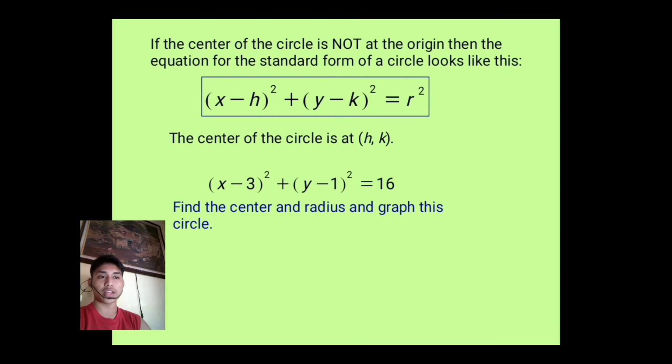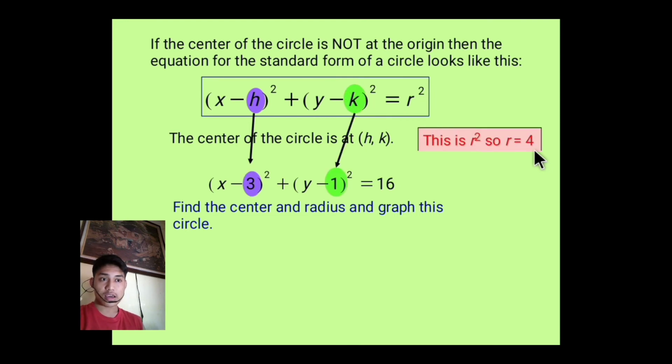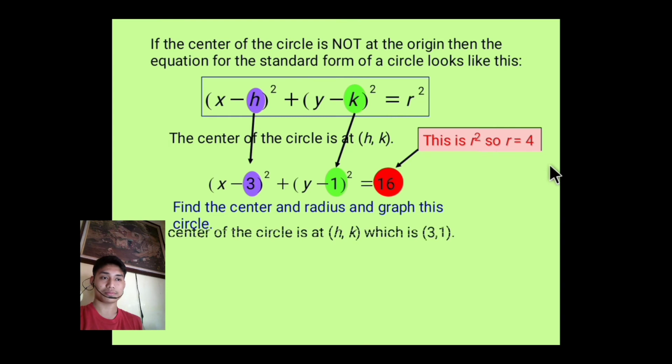Find the center and radius, and graph this circle. The h is 3, the k is 1, and r squared is 16, so the radius is 4. We find the square root. The center of the circle is at (h, k), which is (3, 1). Because if we transpose the negative 3, it becomes positive, and the same with negative 1, it becomes positive.